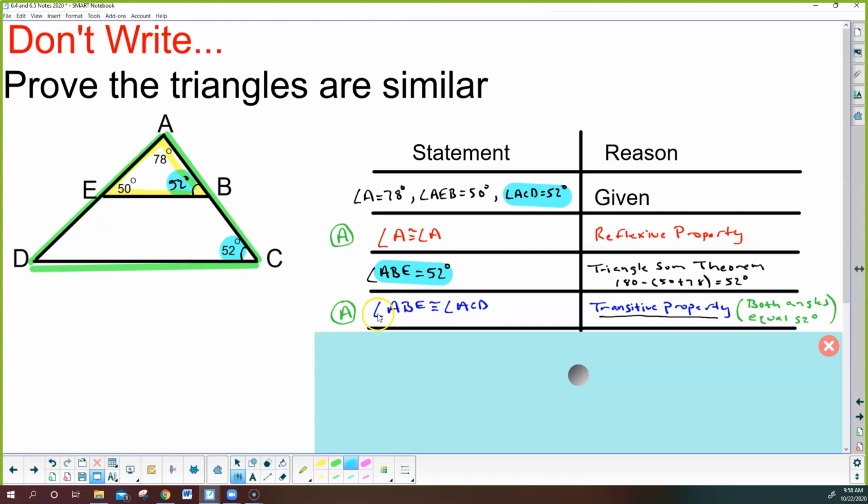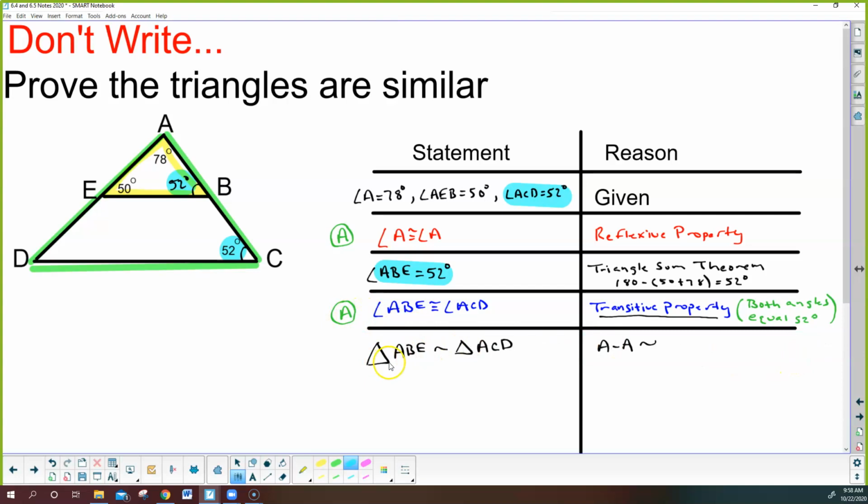All right, what did we just find? We know one pair of corresponding angles are congruent and another pair, so we're done. Triangle ABE, the yellow one, is similar to ACD by angle-angle. So notice we just have to prove we had two pairs of congruent angles.